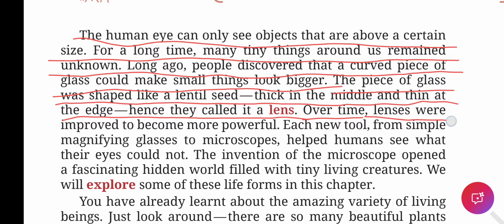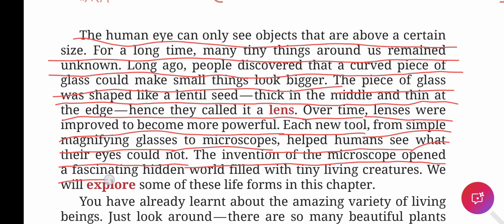Over time, lenses were improved to become more powerful. Each new tool, from the simple magnifying glass to the microscope, helped humans see what their eyes could not. The invention of the microscope opened a fantastic hidden world filled with tiny living creatures. We will explore some of these life forms in this chapter.